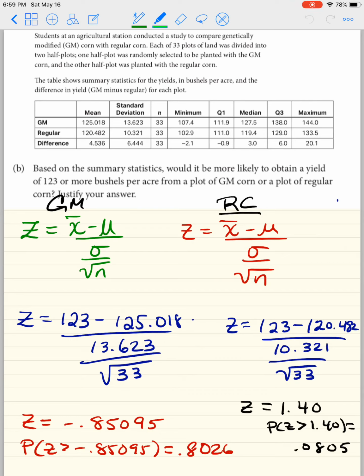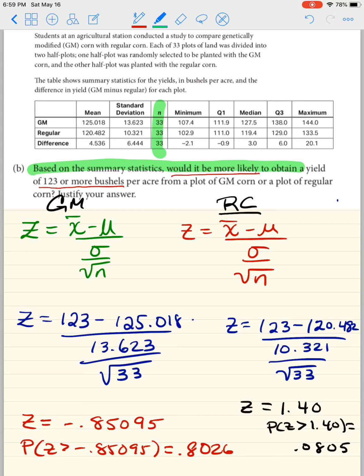Students at an agriculture station conducted a study to compare this. Here are your numbers. It says, based on the summary statistics, would it be more likely to obtain a yield of 123 or more bushels per acre from a plot of GM corn or a plot of regular corn? Justify your answer. This automatically is asking you for a z-score. Because once again we have this 33, we can run a z-score. I made this guy the genetically modified and this guy the regular corn.